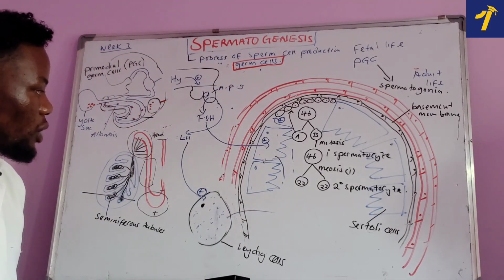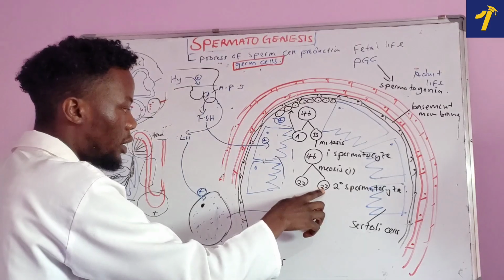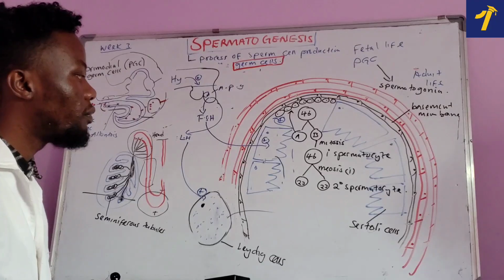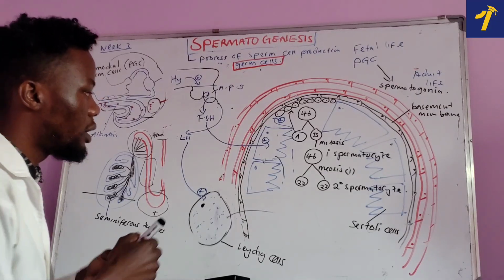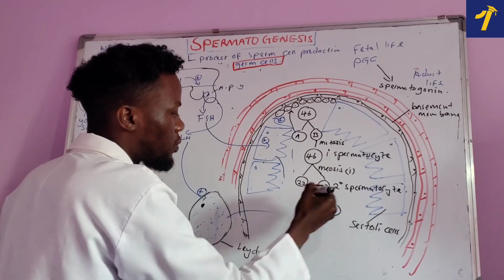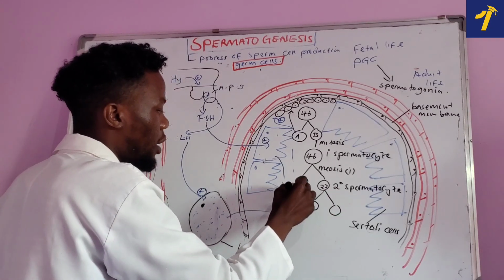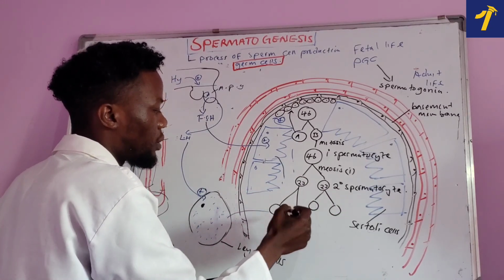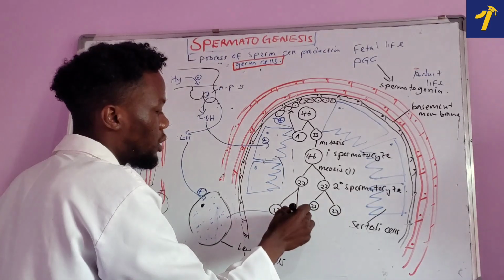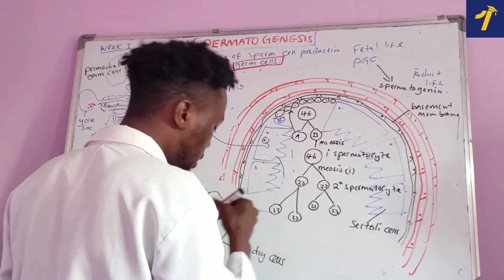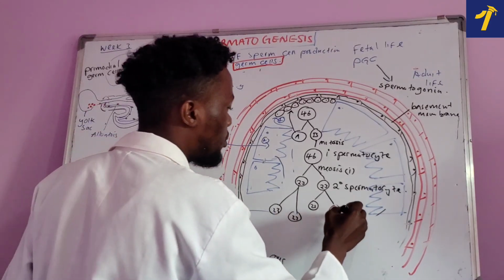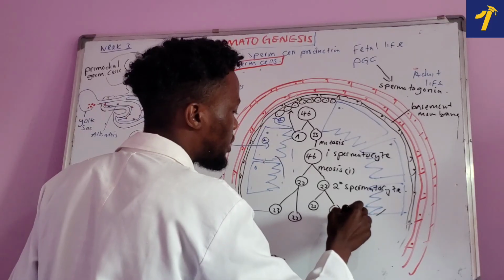Okay? Now what's going to happen again? These two cells are going to further divide by meiosis. They're going to divide into something that we need here. So this one and that one is going to divide. Also this one and also that one is going to divide as well. But both with 23. And these are called spermatids.